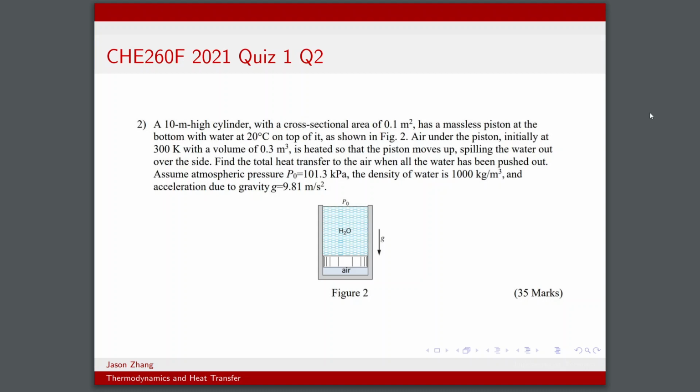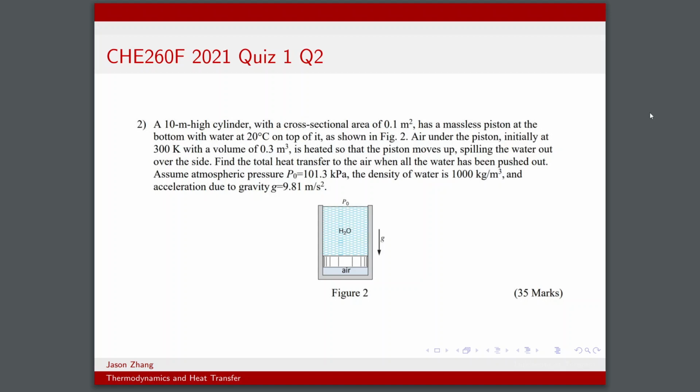So basically, the idea of this question is we're heating up the air at the bottom of the piston. And, intuitively, when you heat up air, it expands. And basically, the question is, once we've heated up the air enough so that it's expanded to a point where the piston is at the top of the container, which means that all the water has spilled over the sides, we want to find how much thermal energy we've transferred to the air in order for that to happen.